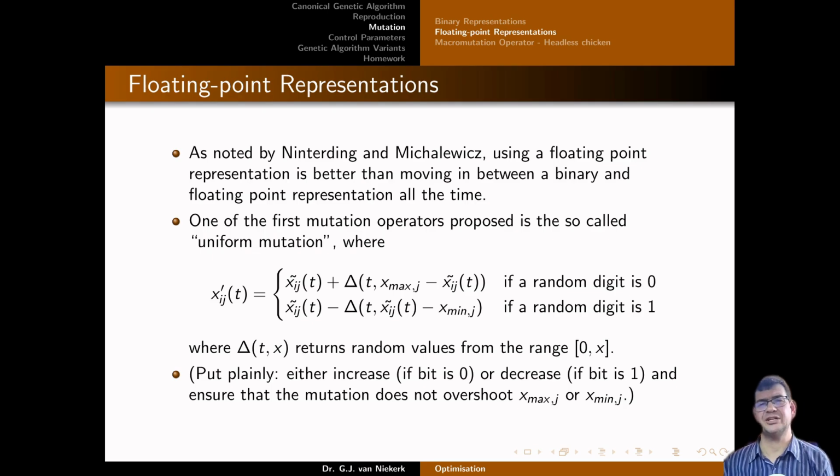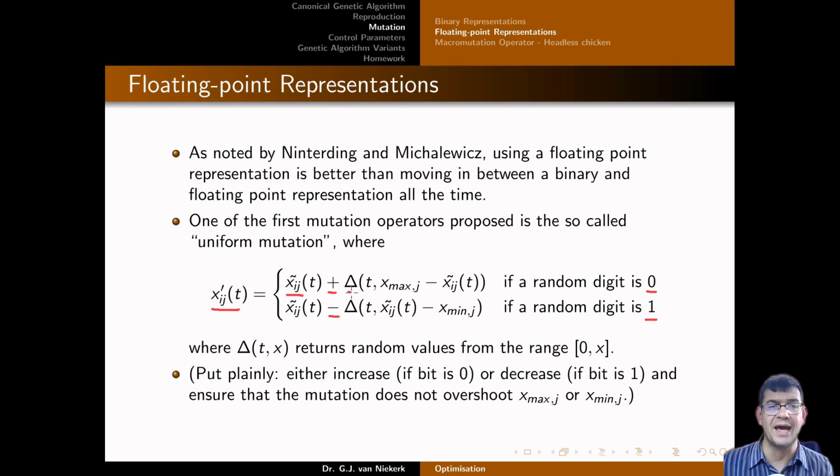Now, with floating point representations, going to binary and then going back to floating point sometimes is not that optimal. So one of the first mutation operators that was proposed for floating point is called the uniform mutation. Essentially it works like this. Xij prime is the individual after mutation has been applied, and then you're going to pick a random digit. Either you're going to choose 0 or you're going to choose 1. And remember, these Xij values are all floating point values, it's not binary. So basically, you're either going to add something to that value or you're going to subtract something from that value, all depending on whether this random bit is 0 or 1. So what do you add?